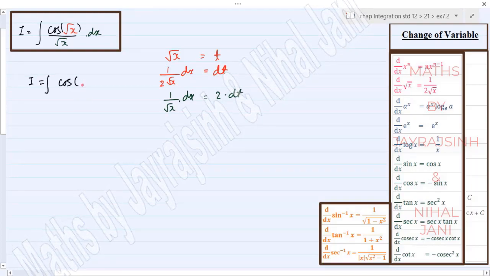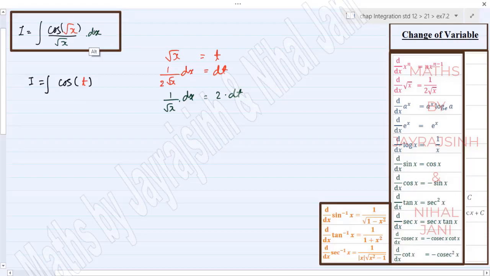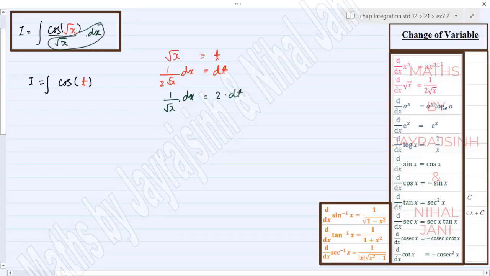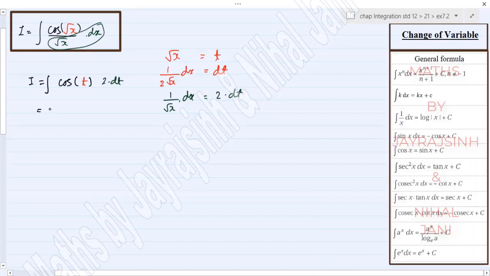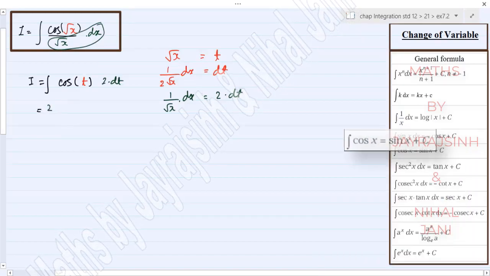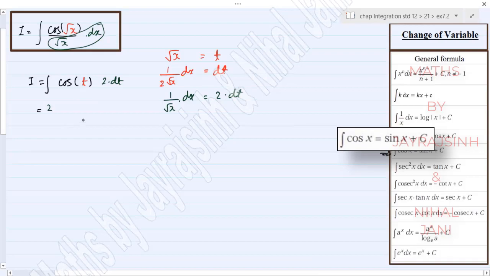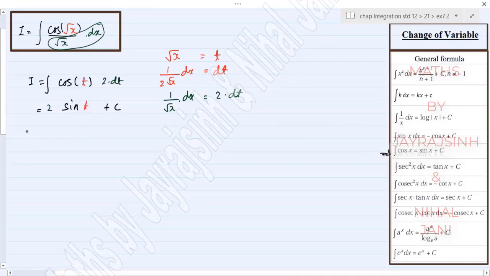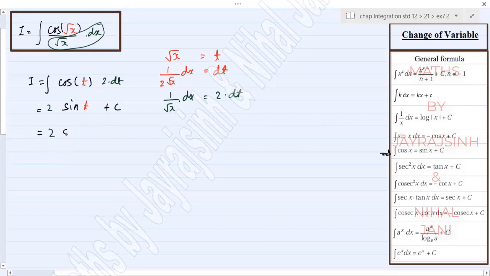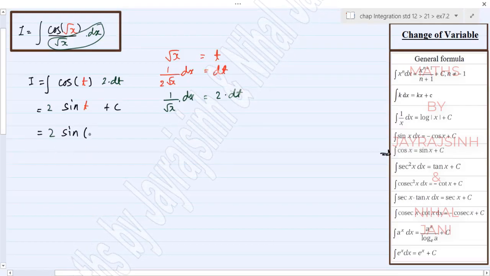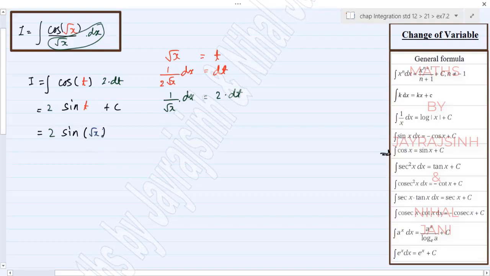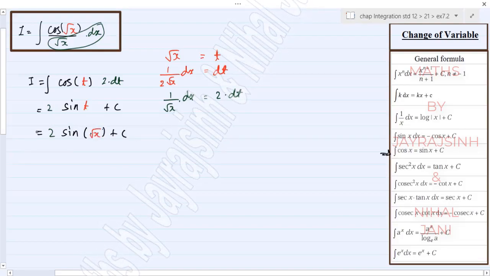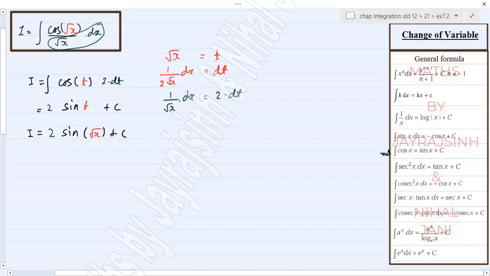Cos root x will become cos t, and this dx upon root x will become 2 dt. Here your 2 will be as it is, and integration of cos t is simply sin t plus c. To get the final answer, just substitute the value of t, which is root x. So 2 sin root x plus c is your final answer. Ta-da!